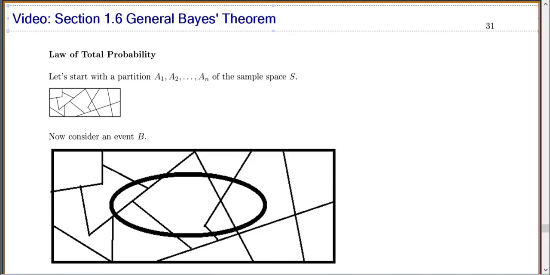So in this video, we're in section 1.6, and we want to talk about the general Bayes theorem as well as do one more example of Bayes theorem. So first we start with the law of total probability. So let's start with the partition A1, A2, up to AN of the sample space S.